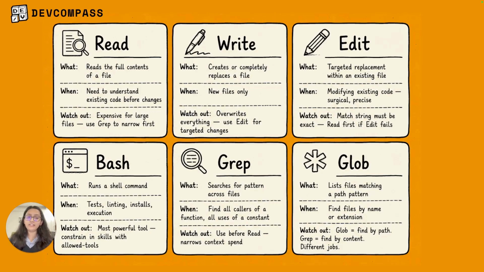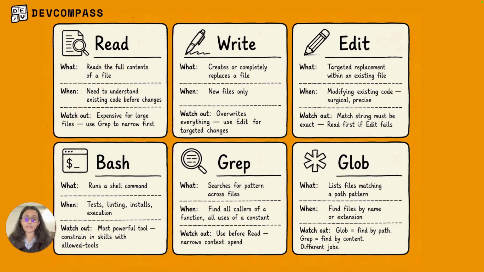before making changes. Read is expensive for larger files. It brings the whole file into context. If the file is 2000 lines and you need 3 of them, that's a costly context spend. So in that case, use grep first to narrow down, then read if you need the full picture.